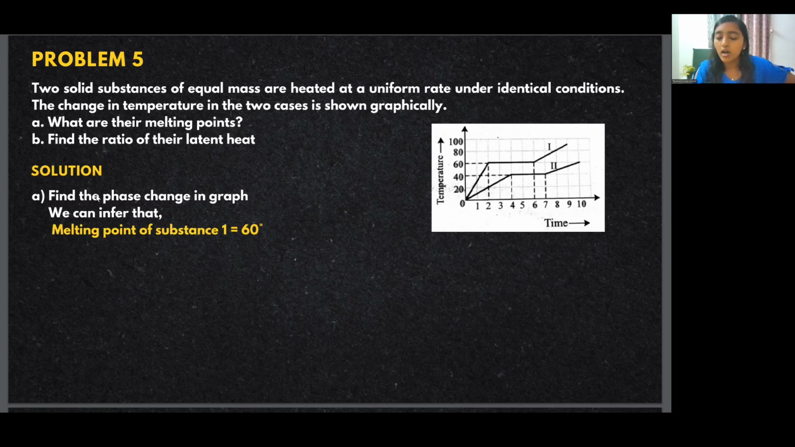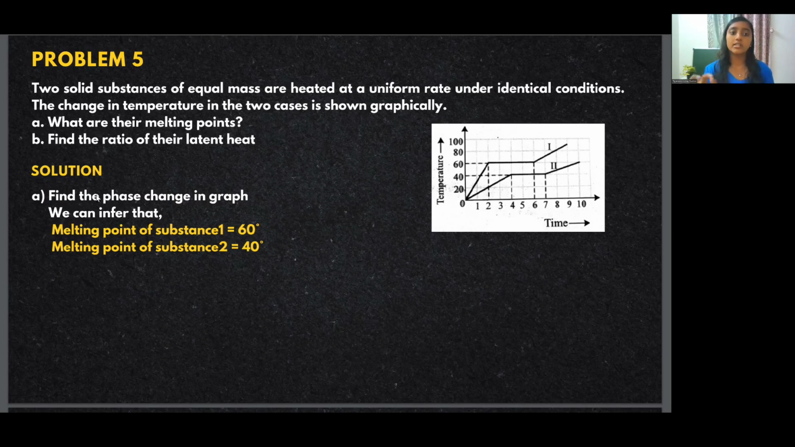So we notice that the temperature is increasing, and then the point where it becomes flat is the point where it is actually melting. So the melting point of body number 1, which is the upper graph, is actually 60 degrees. And the melting point of body 2, which is the lower graph, is actually 40 degrees. It's very clear in the graph. So melting point of substance 1 is 60 degrees and melting point of substance 2 is 40 degrees. With that, you finish your part A.